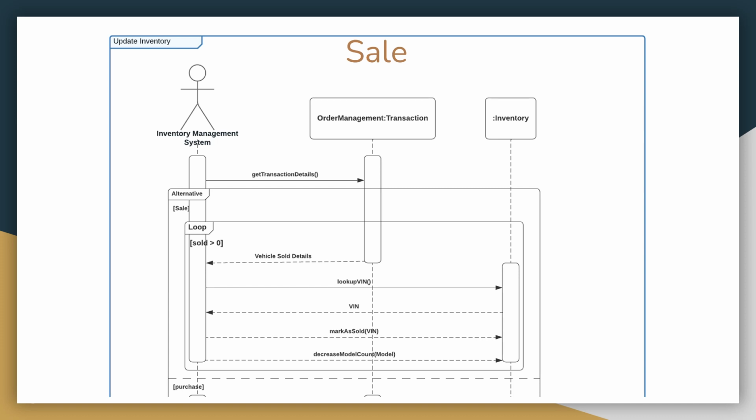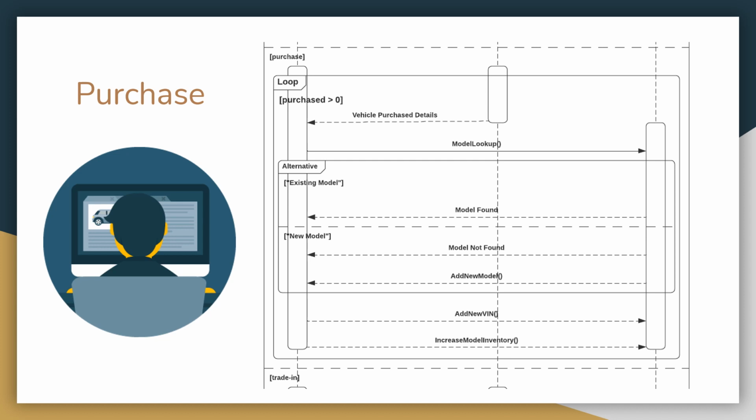We've also wrapped the sequence in a loop to account for every single vehicle in the transaction. The loop condition states that there must be 0 or more vehicles in the transaction. This next alternative has a guard for purchase transactions.